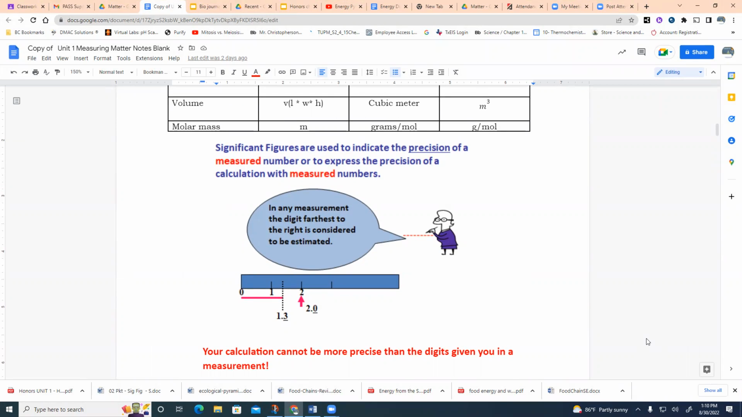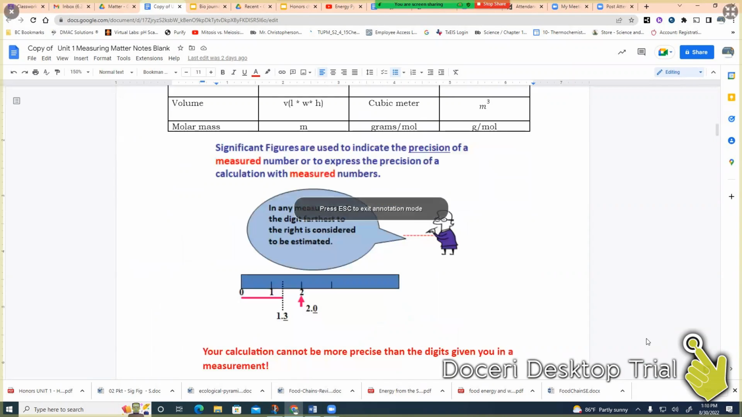All right, so significant figures are used to indicate the precision of a measured number or to express the precision of a calculated number whenever you are using measured numbers to do that calculation. Unlike the numbers that you use in math, our numbers are different because they are applied to some type of measurement that we've taken. In any measurement, the digit farthest to the right is considered to be estimated.